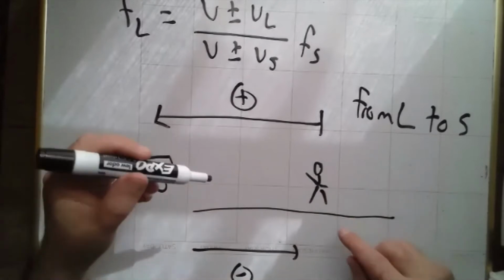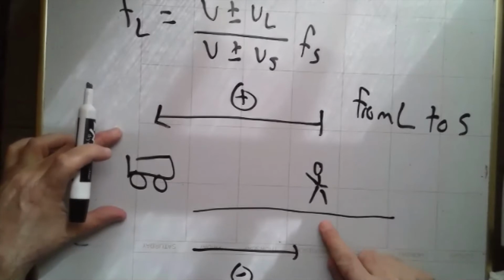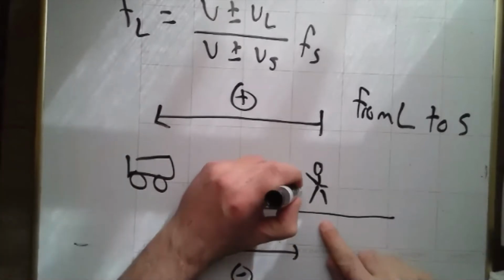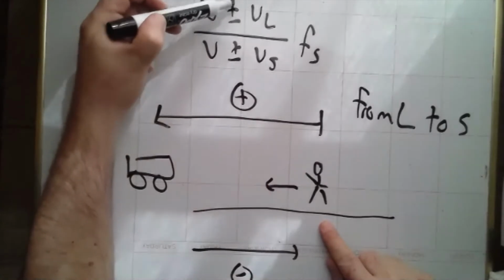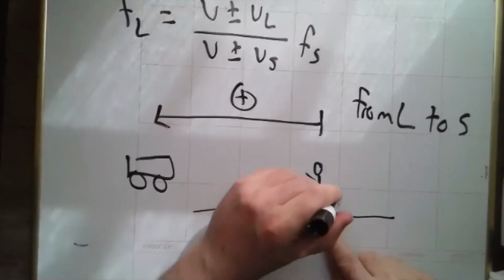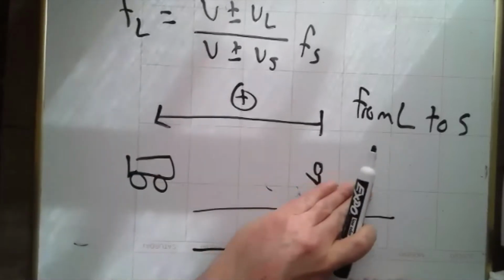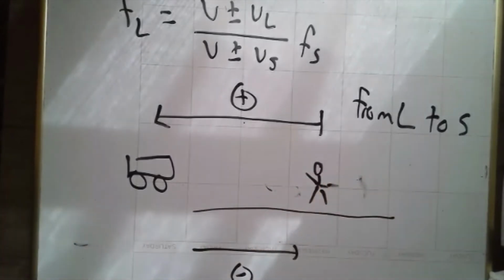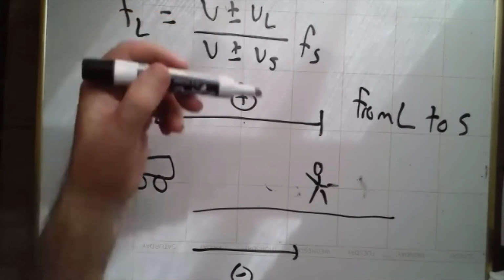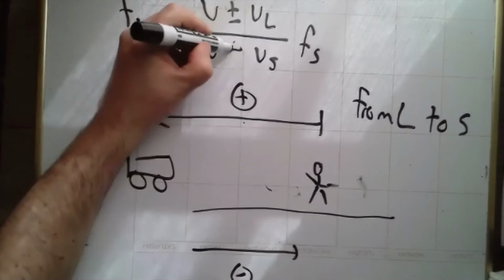So for example, if the fire truck is sitting still and the listener is moving to the left, then up here on the top, I would use the plus sign. If the listener were moving away from the source, I would use the minus up here. Now, what if the guy is sitting still and the fire truck is moving? Then everything is the opposite. Basically, on the bottom, it happens the opposite of what you would expect. That's why a lot of times I'll do this as minus plus.